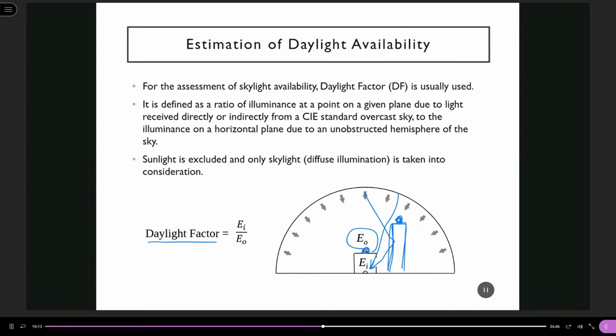So it is a percentage. We can multiply by 100% to find out the percentage of the daylight factor. Daylight factor is a percentage. So if you're interested in the daylight factor, you can do a measurement.